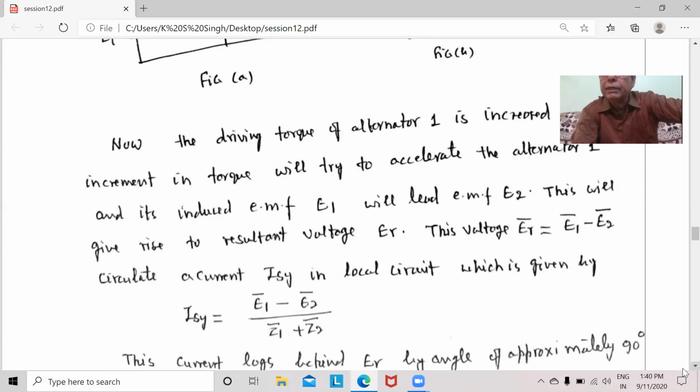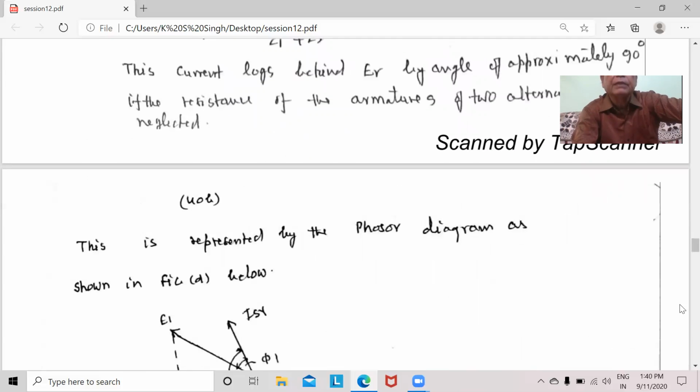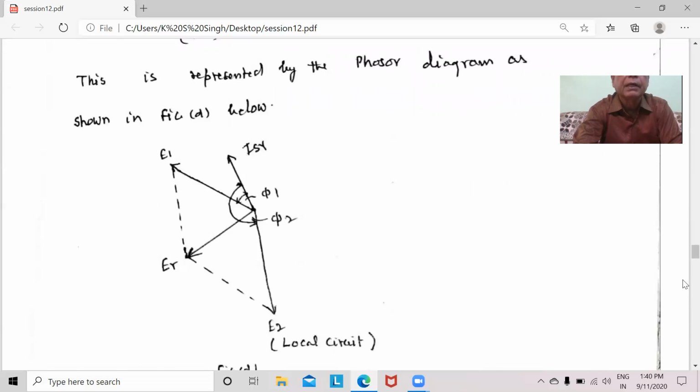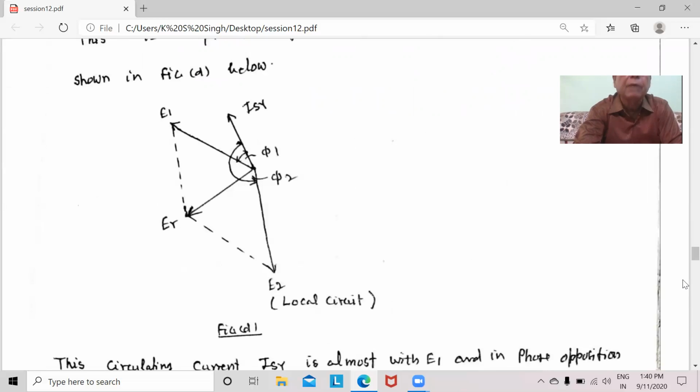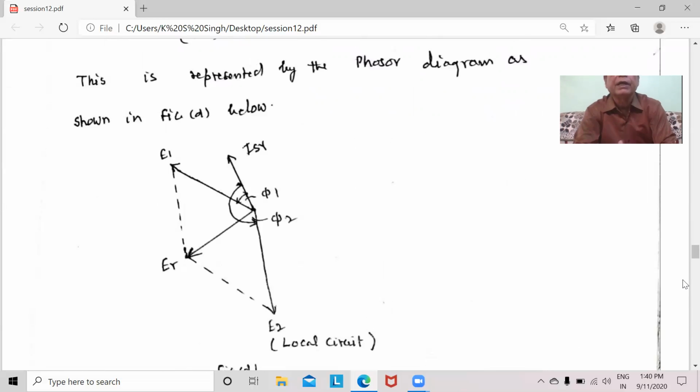This is the circulating current, and this current lags behind ER by an angle of approximately 90 degrees if the resistance of the armature of the two alternators is neglected. If the resistance of the two alternators is neglected, you can draw the phasor diagram of these, represented by the phasor diagram as shown in the figure.